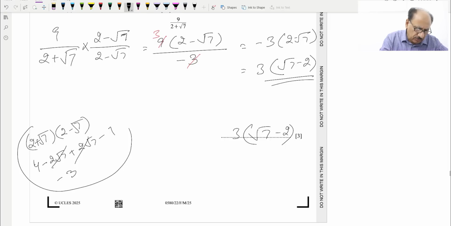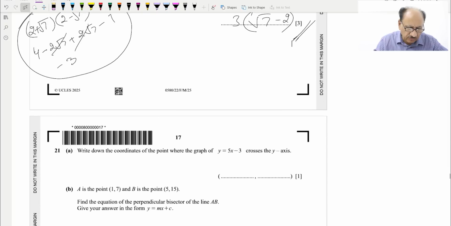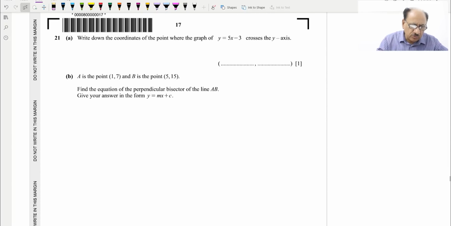This one you can include in the working also, or you can do it separately as rough work, whatever you require, but even if it is part of the working, it's fine. Now question number 21. A part says write down the coordinates of the point where the graph of y equals 5x minus 3 crosses the y-axis.